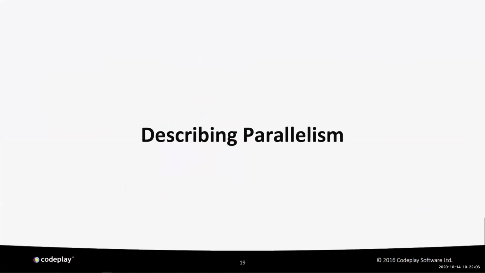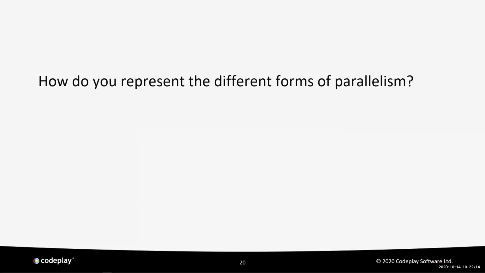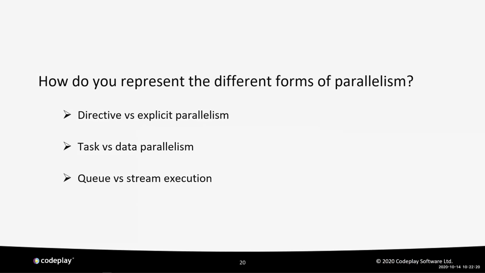So let's continue on. I wanted to talk about what the different kinds of parallel programming models are, so you can discriminate between them all. So the question is, how do you represent the different forms of parallelism? It turns out that in my experience, I can roughly break them up into directive-based or explicit parallelism-based, task and data parallelism, queues versus stream-based.